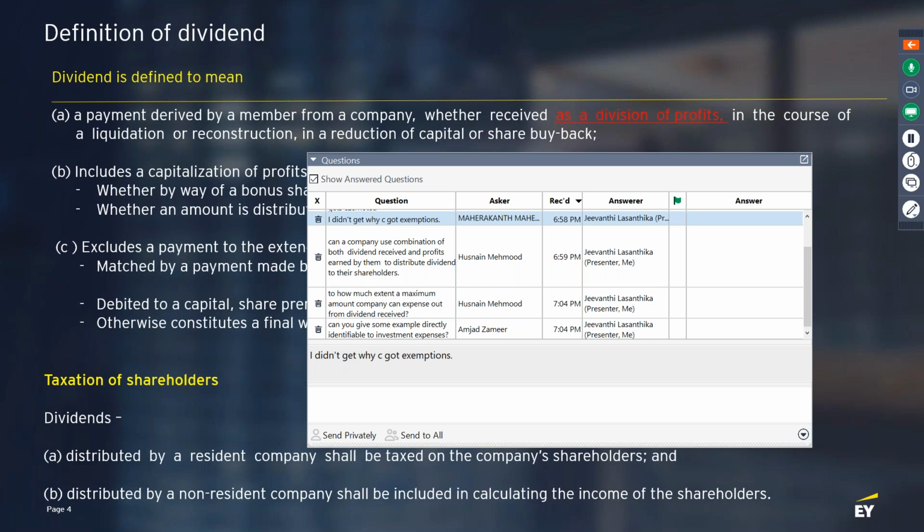There's another question: to what extent can the maximum amount a company can expense out from dividend received? That depends, actually. There is no framework in the Act. There is no guidance in the Act to quantify that amount. So that depends. In most cases, companies are attributing expenses based on the revenue. That depends on the company's criteria.